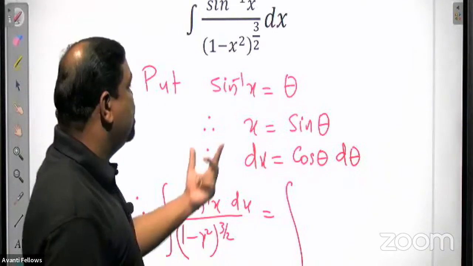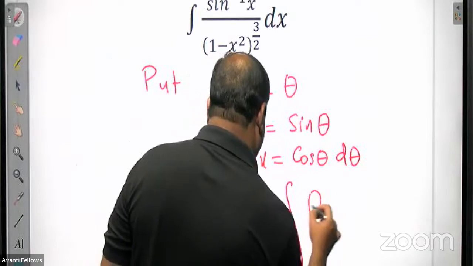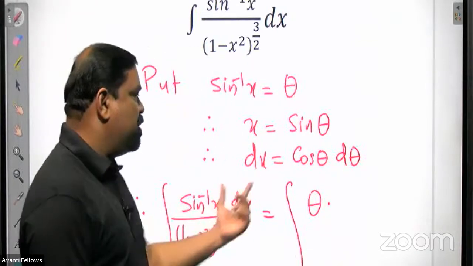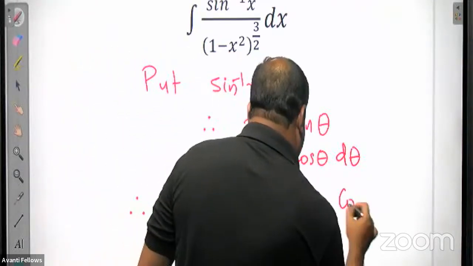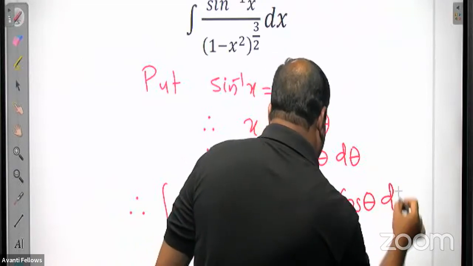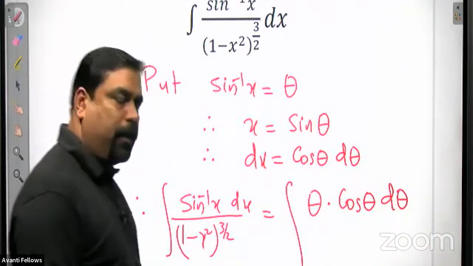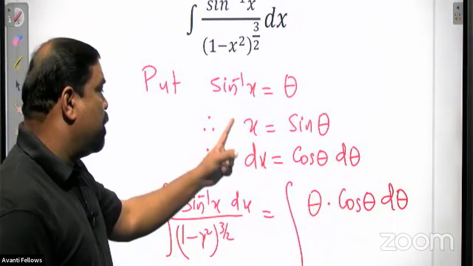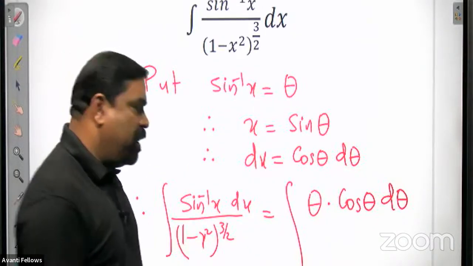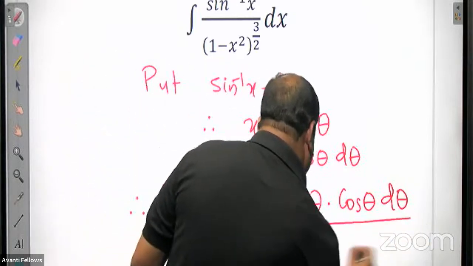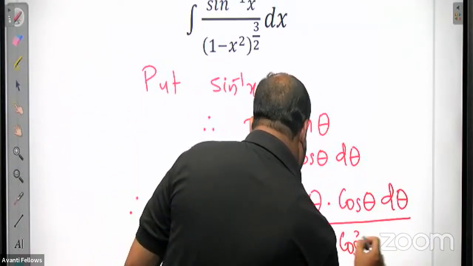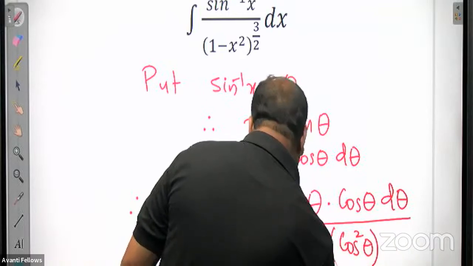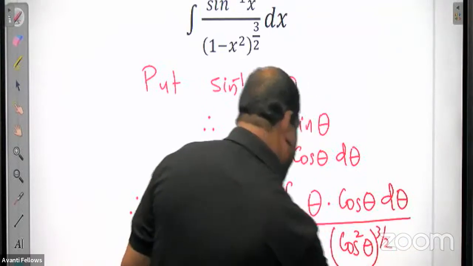sine inverse x. What is sine inverse x? Theta into dx. What is dx? Cos theta d theta. Again, 1 minus x square. 1 minus x square means 1 minus sine square theta. 1 minus sine square theta is cos square theta. Cos square theta raised to 3 by 2.